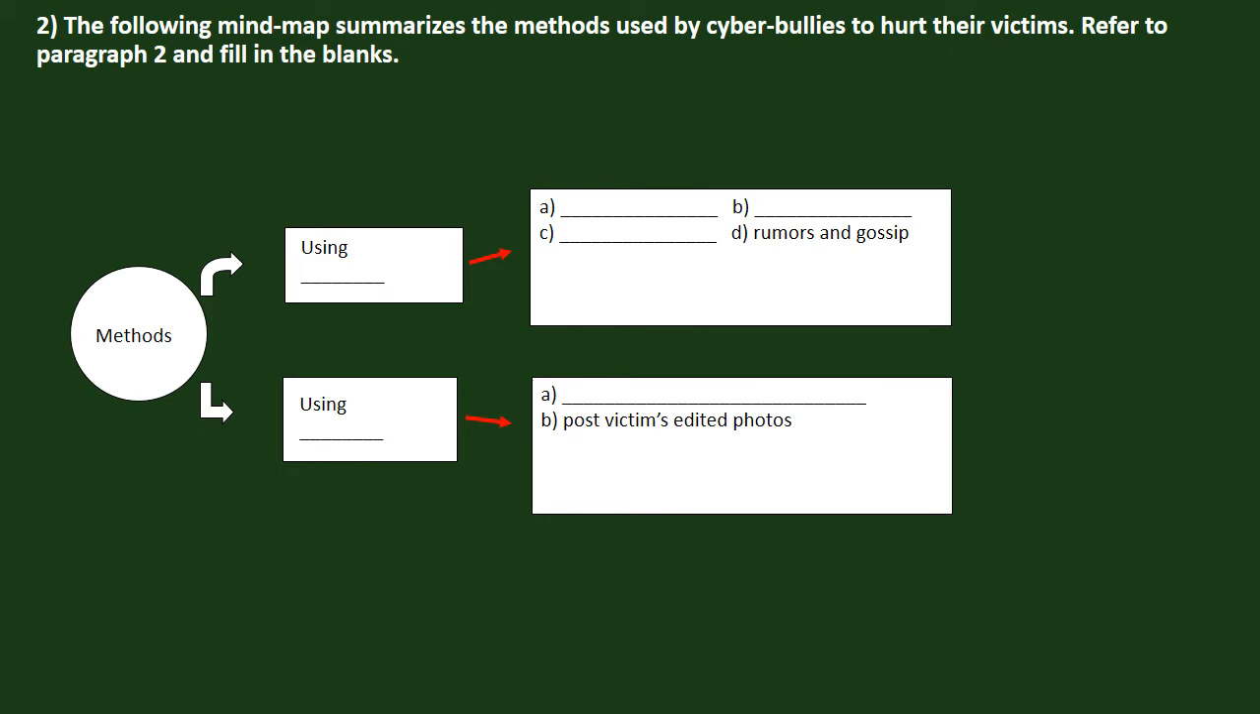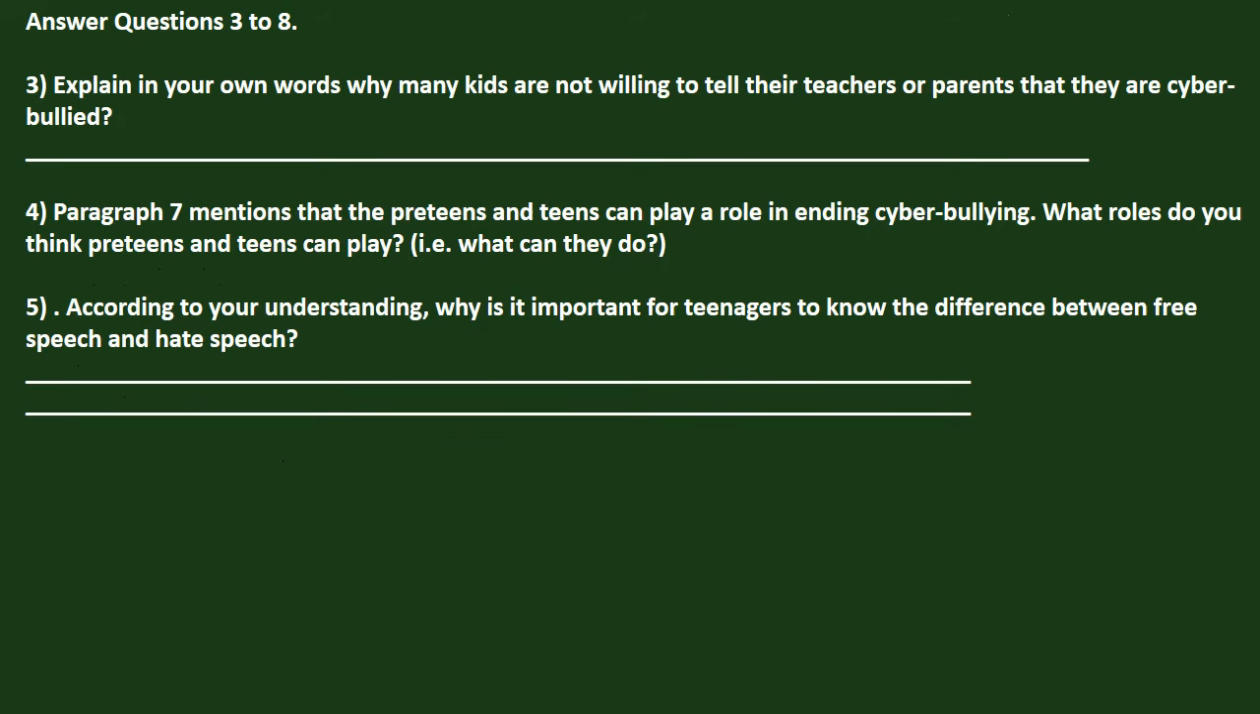The following mind map summarizes the methods used by cyberbullies to hurt their victims. Refer to paragraph 2 and fill in the blanks. Methods. Using texts. A. Threats. B. Sexual remarks. C. Hate speech. D. Rumors and gossip. Using images. A. Post victims' photos. B. Post victims' edited photos.